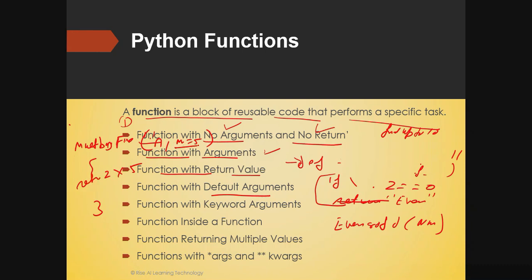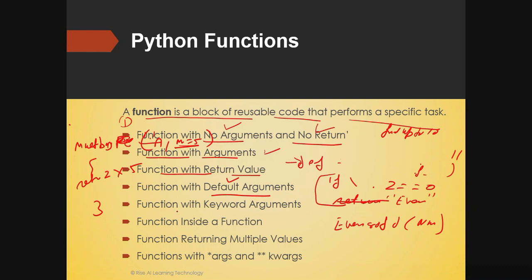So this 5, whatever I defined here, is a default value. You can override this value. If you are not passing this argument, then it will multiply by 5. If you pass that argument, it will multiply with that particular number. So that is the concept of default arguments.